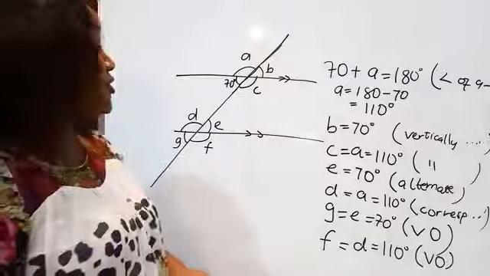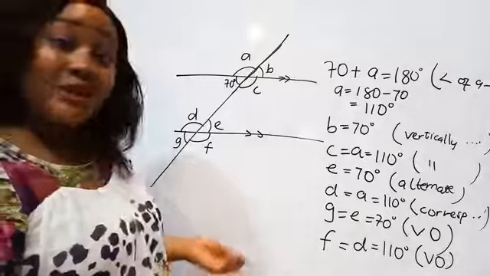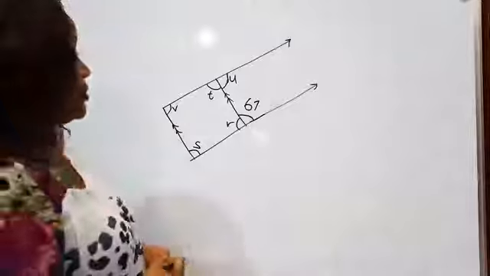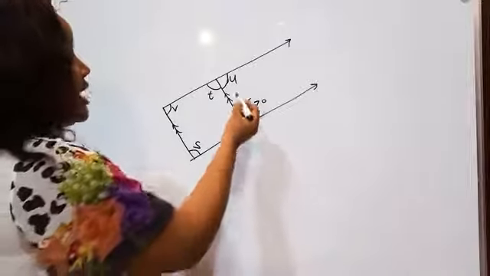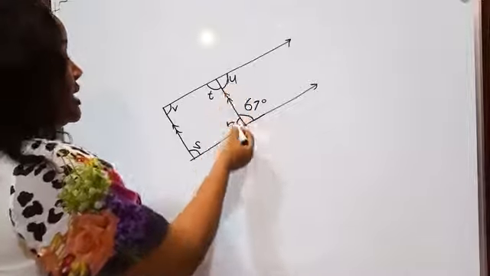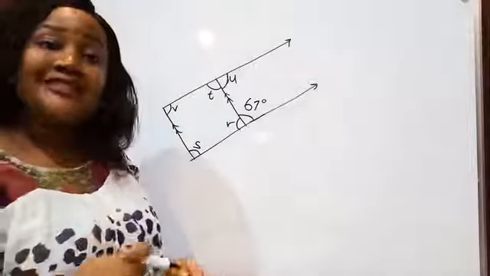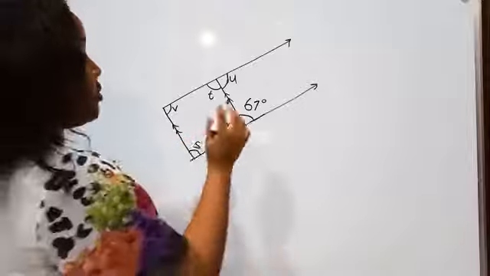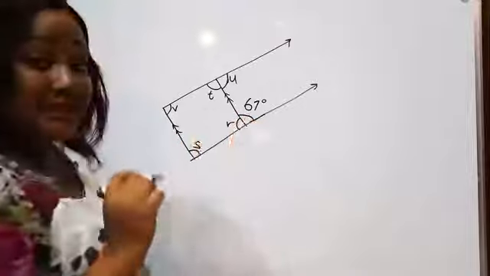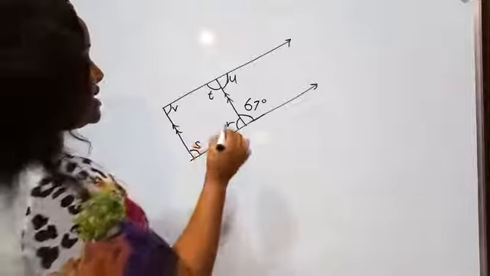So we've been able to find our different angles, and it was very easy. Let's take a look at this question. We are given 67 degrees. We are supposed to find U, T, R, S, V. As usual, let's find them. So first of all, we know our known. Our known is 67 degrees. Now, the next one we should find is R.